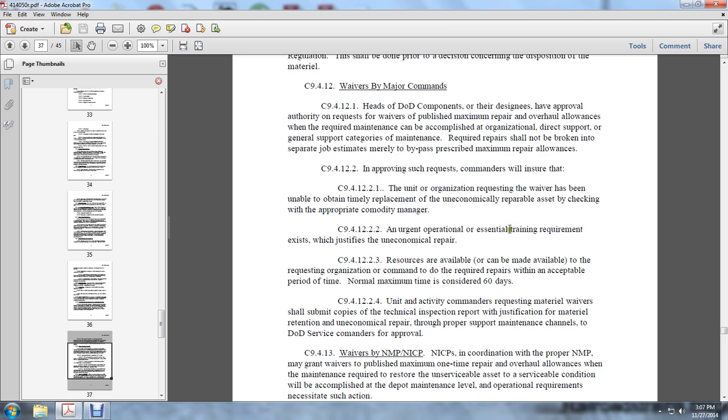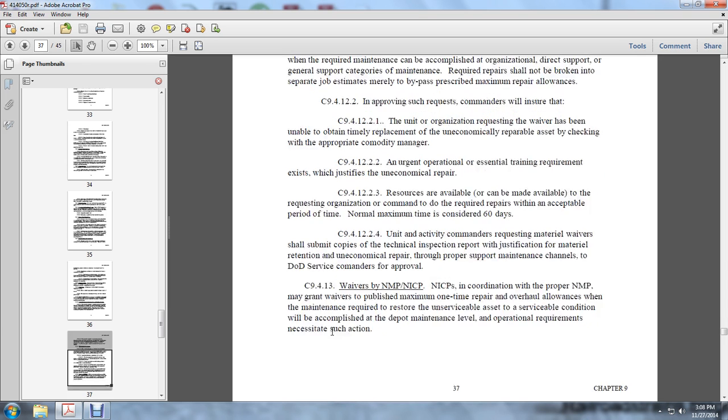An urgent operational or essential training requirement exists justifying uneconomical repair. Requests can be made to the requesting organization's command for the required days of repair, with an acceptable period of time; the maximum time considered is 60 days. The unit activity commander requesting material waivers shall submit technical inspection justification for material retention and uneconomical repair to the proper support maintenance command of the DoD service commands for approval.